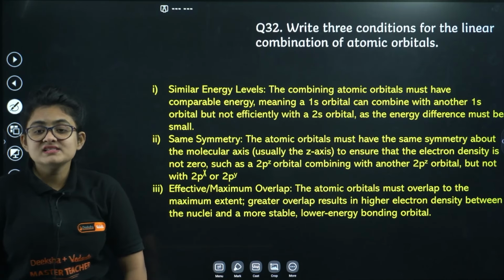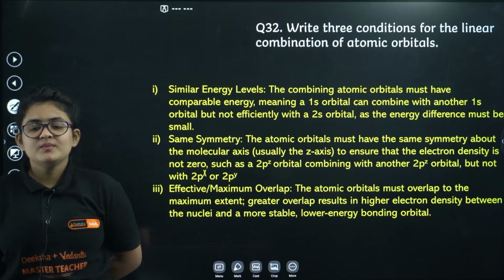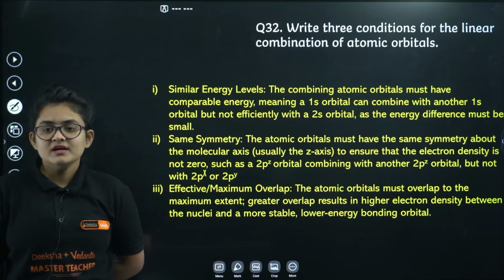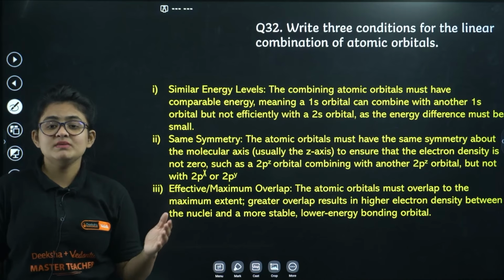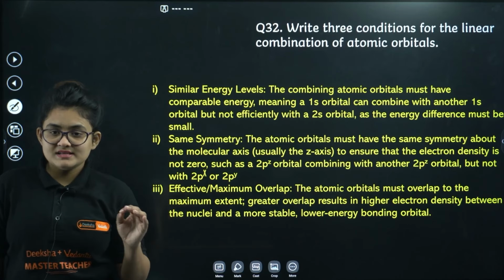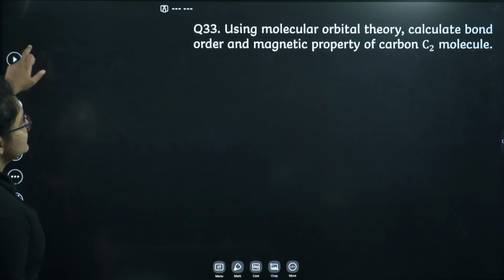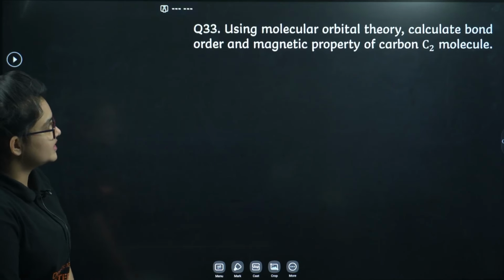Next is maximum or effective overlap. Here in this case, we have to check that the overlap becomes the maximum. Greater the overlap, it will result in maximum electron density. As a result of this, a more stable bond will be formed. Okay, let's proceed. Here you can see: using molecular orbital theory, calculate the bond order and magnetic property of carbon.